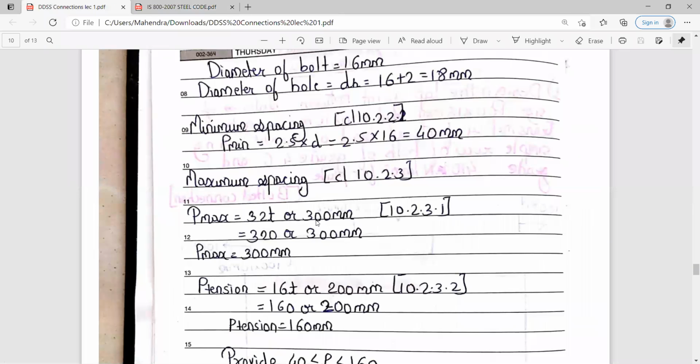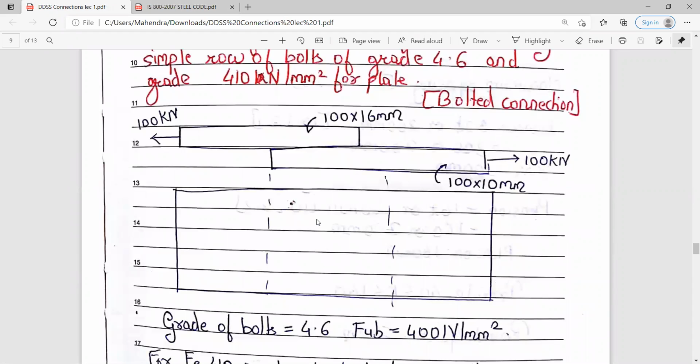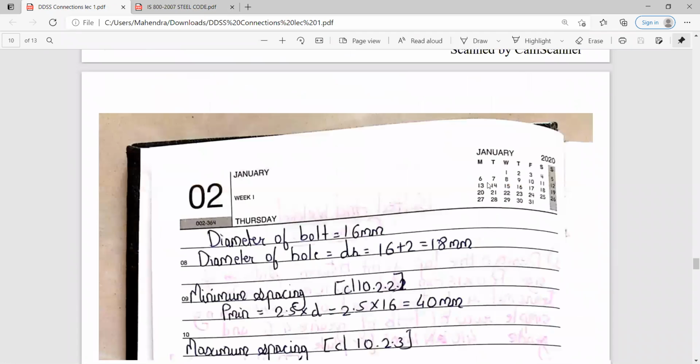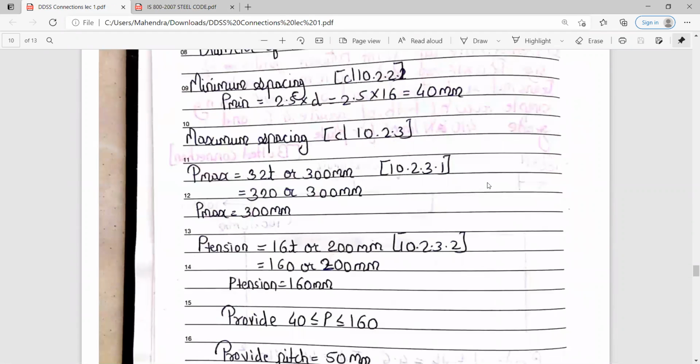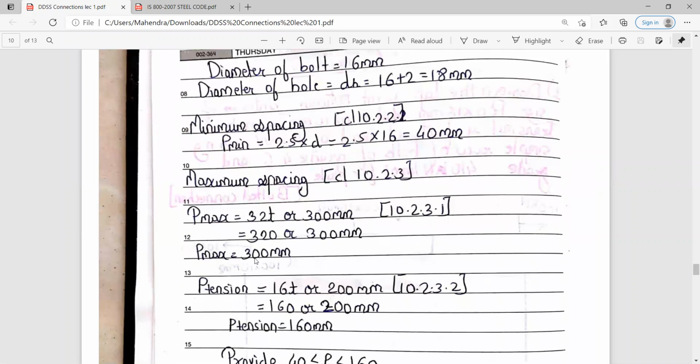अभी यहाँ पे थिकनेस देखो, थिकनेस ऑफ द प्लेट हमारे पास दो प्लेट है, दोनों की साइजेस कितनी है? एक की साइज हमें दी है 100/16, तो इसका थिकनेस हुआ 16 mm एंड दूसरे का साइज दिया हुआ है 100/10. तो मिनिमम थिकनेस इज 10 mm. So minimum thickness we are going to consider. So 32 into 10, that is 320 or 300. अभी 320 और 300 में से छोटी वैल्यू इज 300 mm. इसीलिए हम मैक्सिमम स्पेसिंग कंसिडर कर रहे हैं 300 mm.